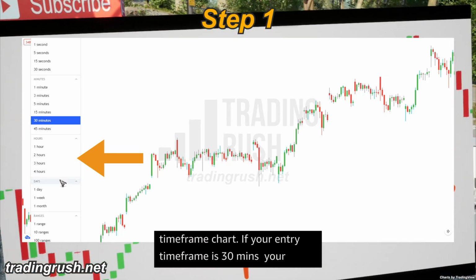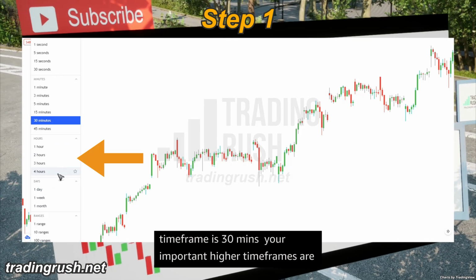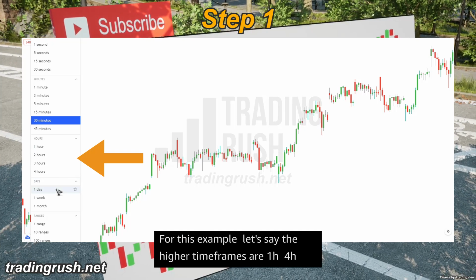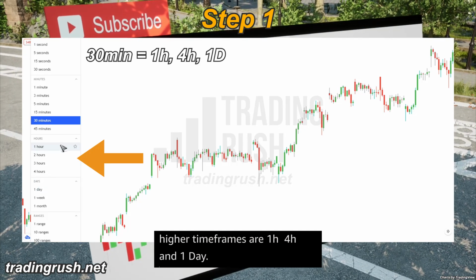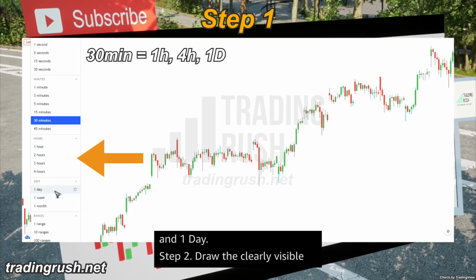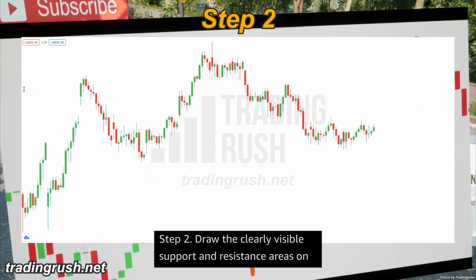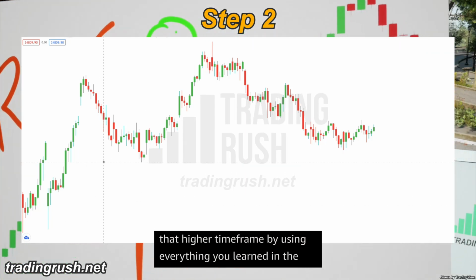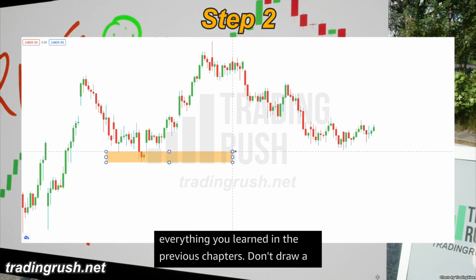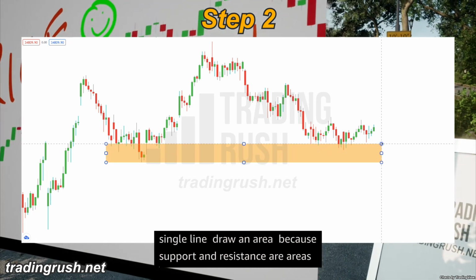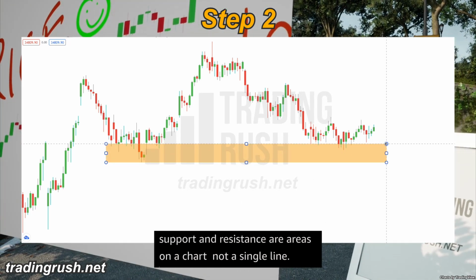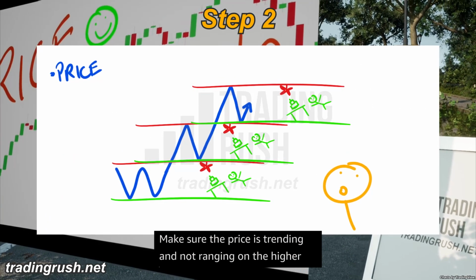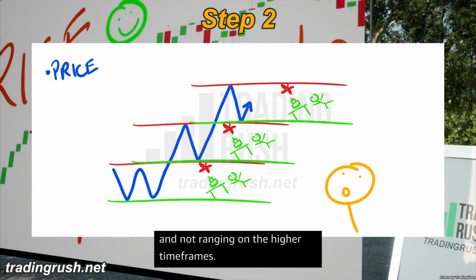If your entry time frame is 30 minutes, your important higher time frames are every popular time frame above 30 minutes. For this example, let's say the higher time frames are 1 hour, 4 hours, and 1 day. Step 2. Draw the clearly visible support and resistance areas on that higher time frame by using everything you learned in the previous chapters. Don't draw a single line, draw an area, because support and resistance are areas on a chart, not a single line. Make sure the price is trending and not ranging on the higher time frames.